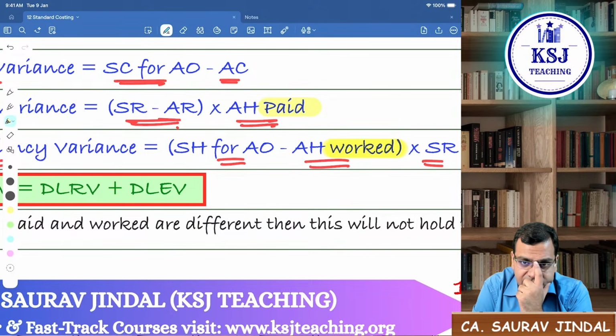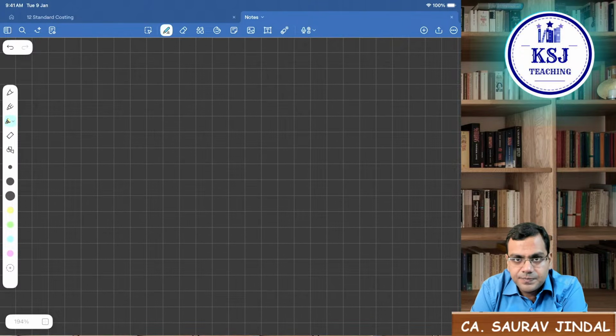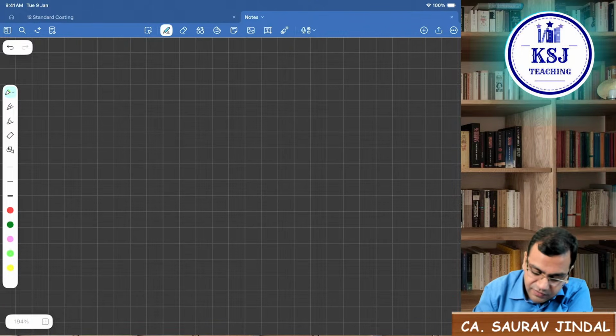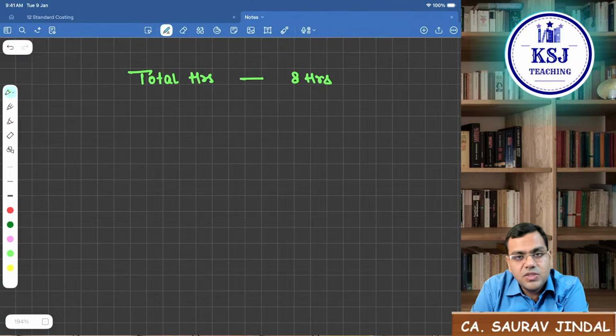Now, there are 2 things I'm talking about: the actual hours paid and the actual hours worked. What is the difference here? Let's say a worker comes to your factory and spends 8 hours in your factory in a day. Just imagine, can he work for continuous 8 hours? That is practically not possible.